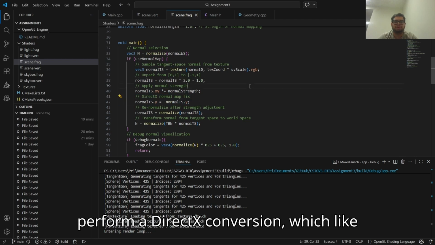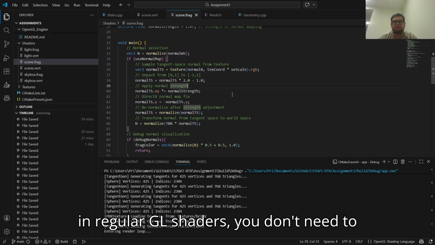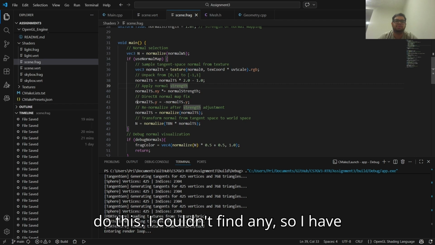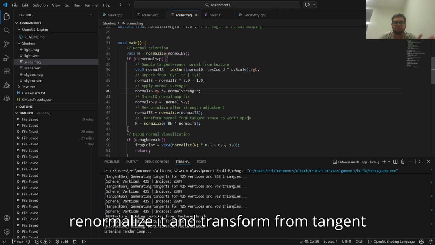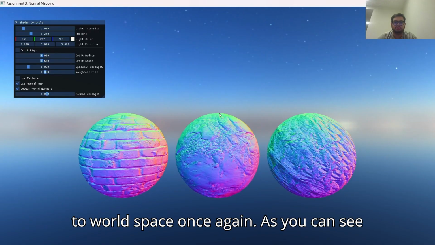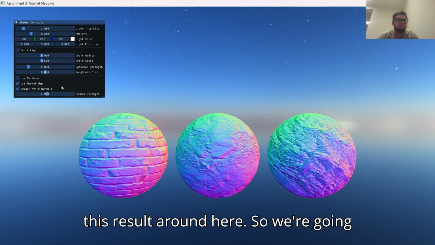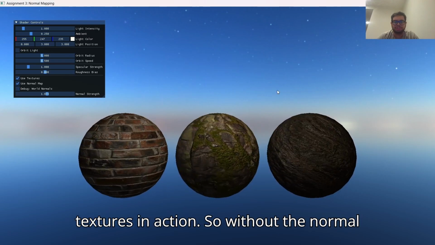I also perform a DirectX to OpenGL conversion, which, like in regular GL shaders, you normally don't need to do this. But I couldn't find any other way, so I have to flip the Y axis of them. And then I renormalize it and transform from tangent into world space once again. As you can see, this is the result running here. So we're gonna turn this off and actually see the textures in action.